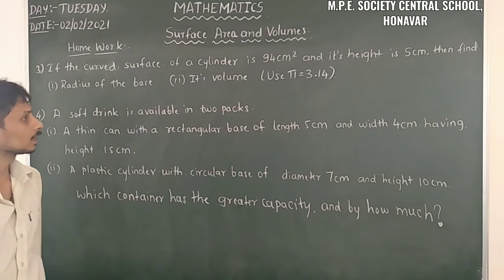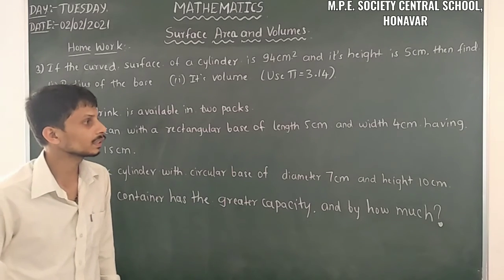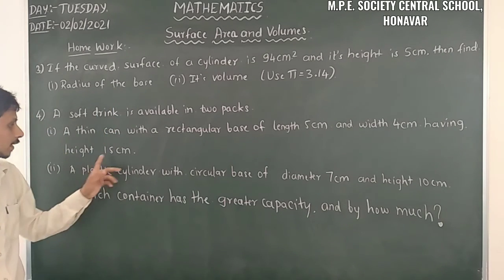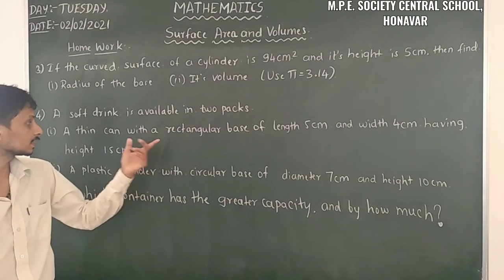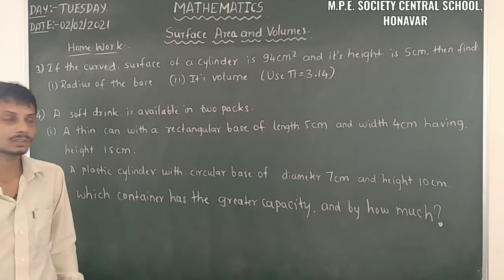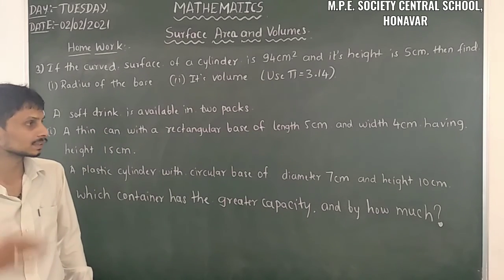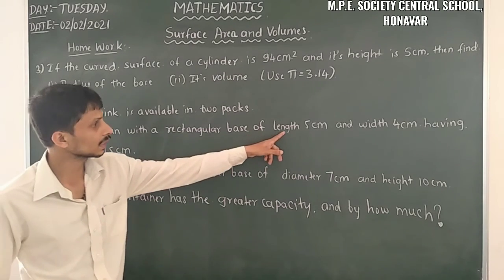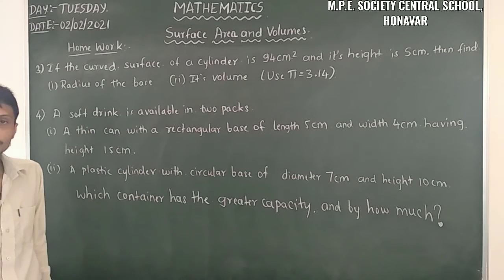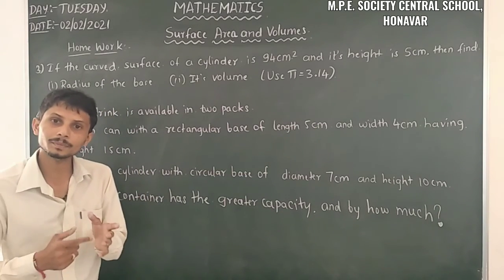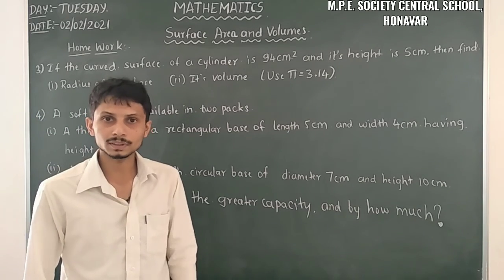A soft drink is available in two packs. A thin can with a rectangular base of length 5 cm and width 4 cm, having height 15 cm. That is, it has a rectangular base, so actually it is a cuboid. Its length is 5 cm, width is 4 cm, and the height is 15 cm. When we have a rectangular base, it must be a cuboid.